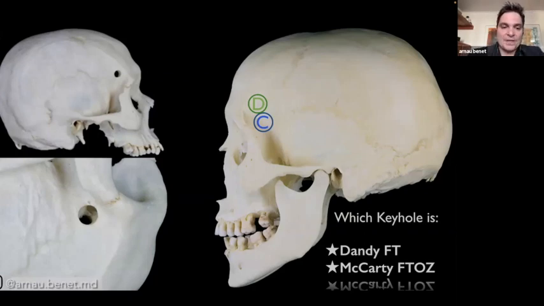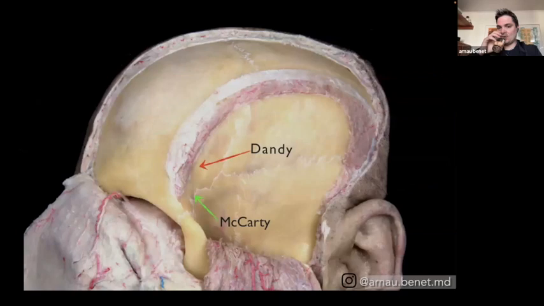It's called McCarty. And it's in a different region. See, it's way lower than the Dandy's. It's laying at the posterior projection of the frontozygomatic suture. And most importantly, it leads to both the orbit and the intracranial space, both at once, gonna be critical. It shows basically the same concept.